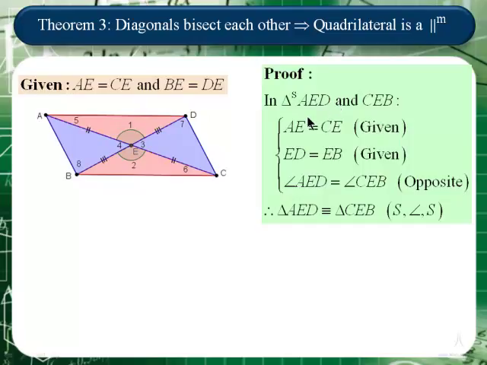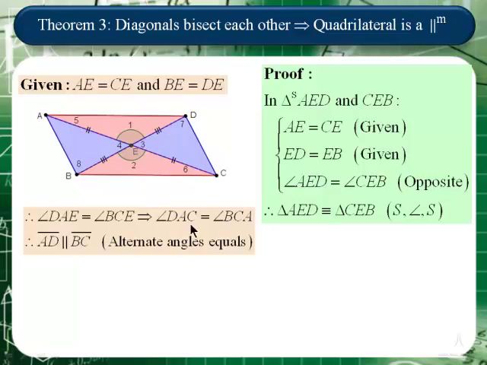So what do we know? We know that in the top red triangle, AE is equal to CE in the bottom red triangle. In the same way, DE is equal to BE, that's given. And angles 1 and 2 are vertically opposite. So therefore, two sides and the included angle of the one triangle are equal to two sides and the included angle of the other one. So therefore, the two triangles are obviously congruent.